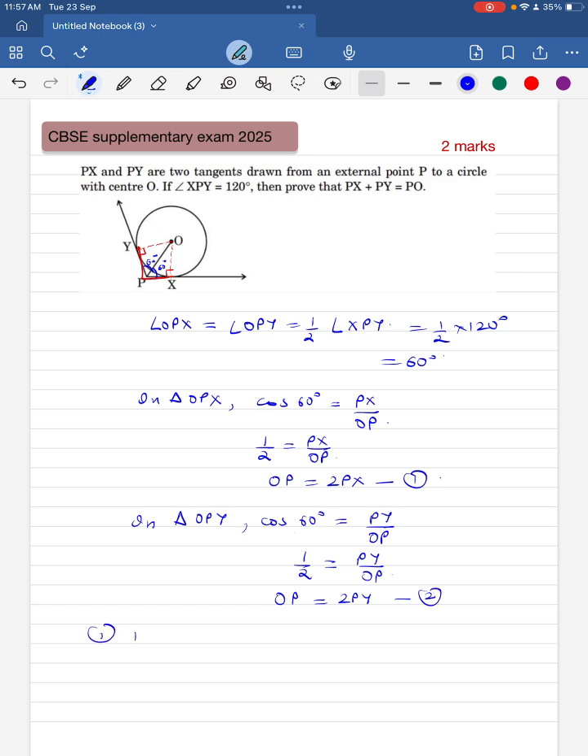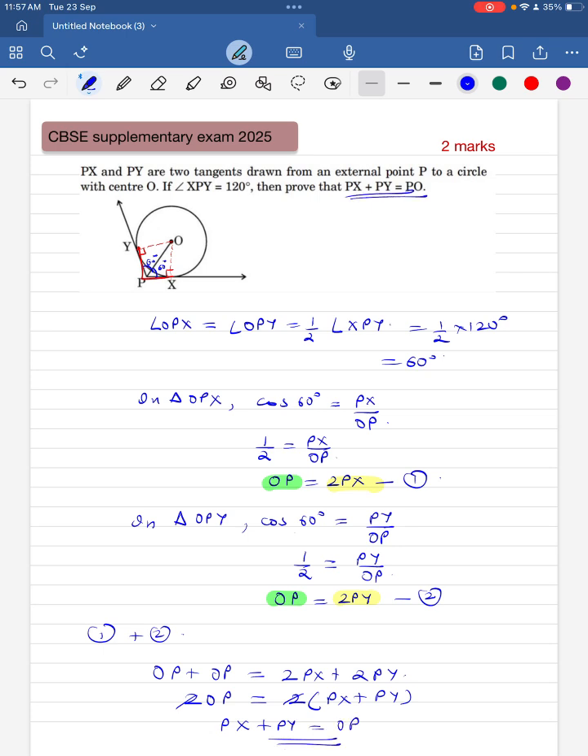Now let me add up equations 1 and 2. So I would get OP plus OP on the left hand side of both the equations. I'll add up the left hand sides together and the right hand sides together. So I will get OP plus OP is equal to 2 times PX plus 2 times PY. That is, 2 times OP is equal to 2 times (PX plus PY). Okay, so let me cancel out the 2 and I would get PX plus PY is equal to OP, which is what we wanted to prove.